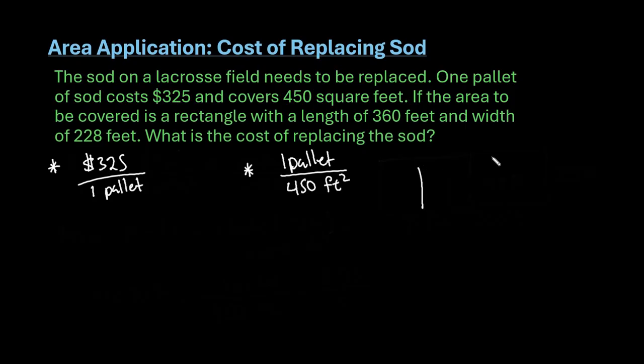So this is the information that we are given, and we are told that the area to be covered is a rectangle with a length of 360 feet and a width of 228 feet. So this is the information that we have, and then we need to go about solving the problem.